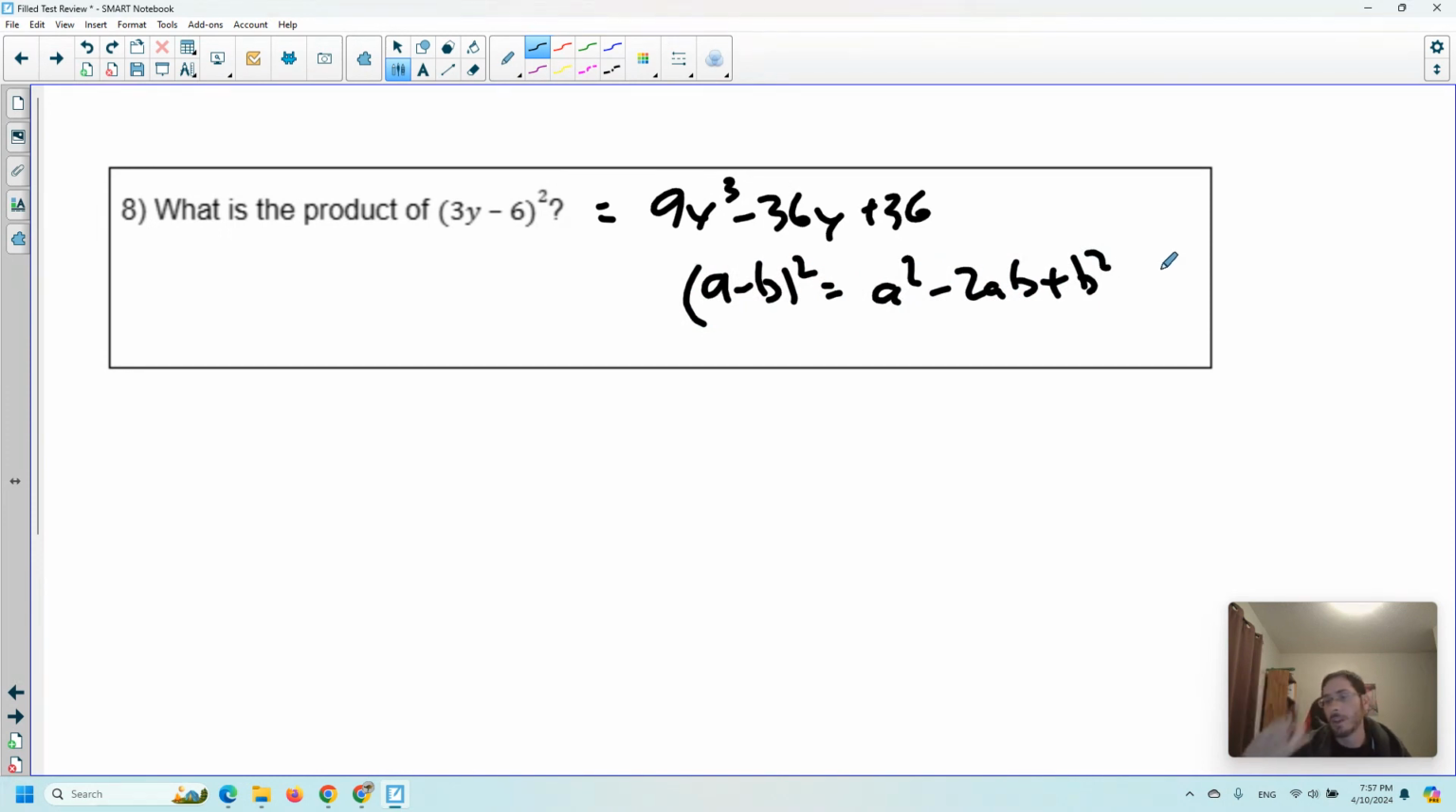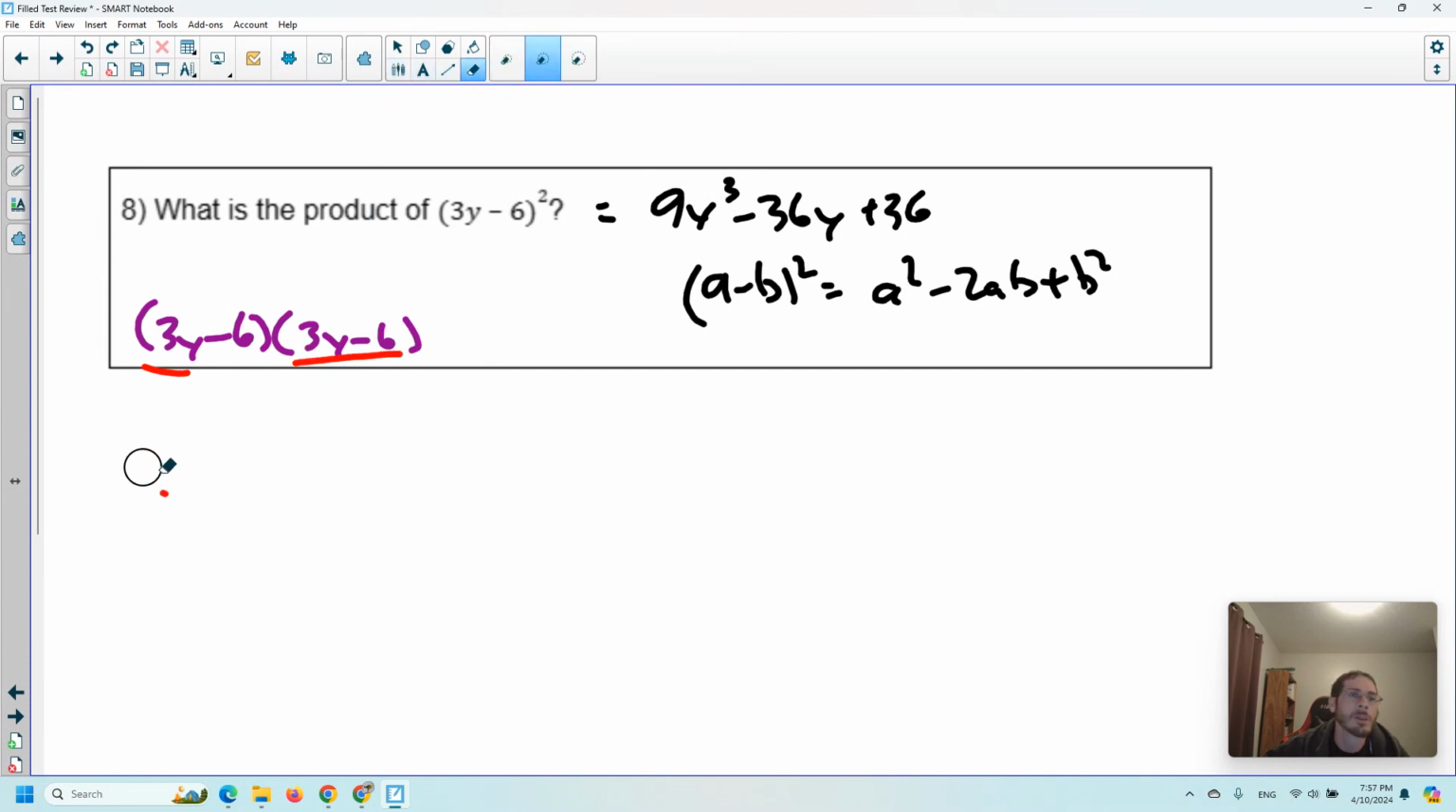So that's it. Now, if you forgot the trick, that's okay. You can actually go the long way. And I think we had this all the way back in Unit 1 even. But you can go the long way. You can write this out as 3y minus 6 times another 3y minus 6. And now, exactly the same as the one we just did.